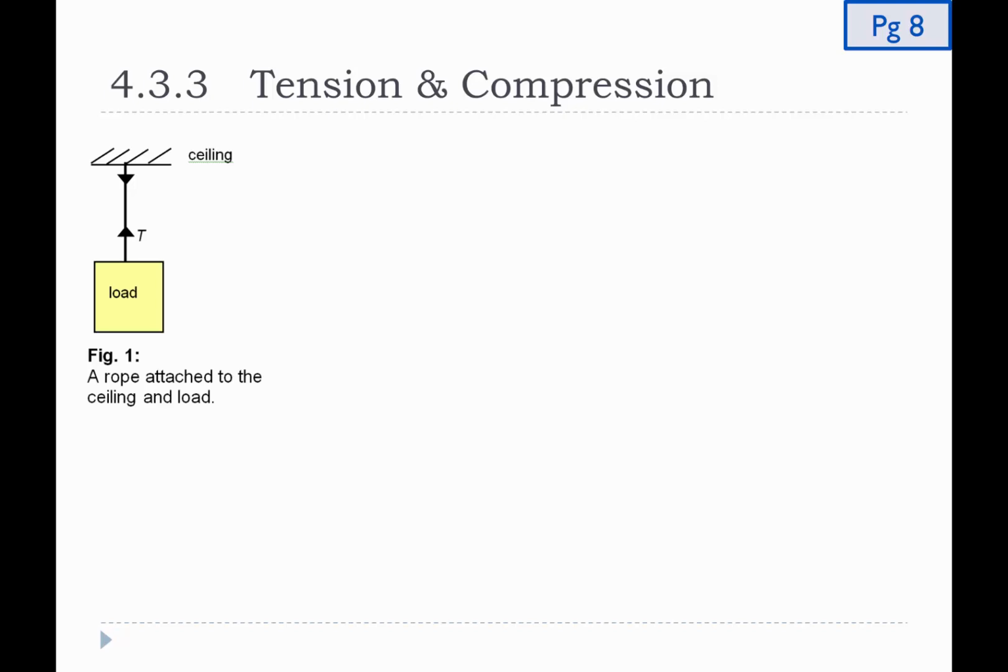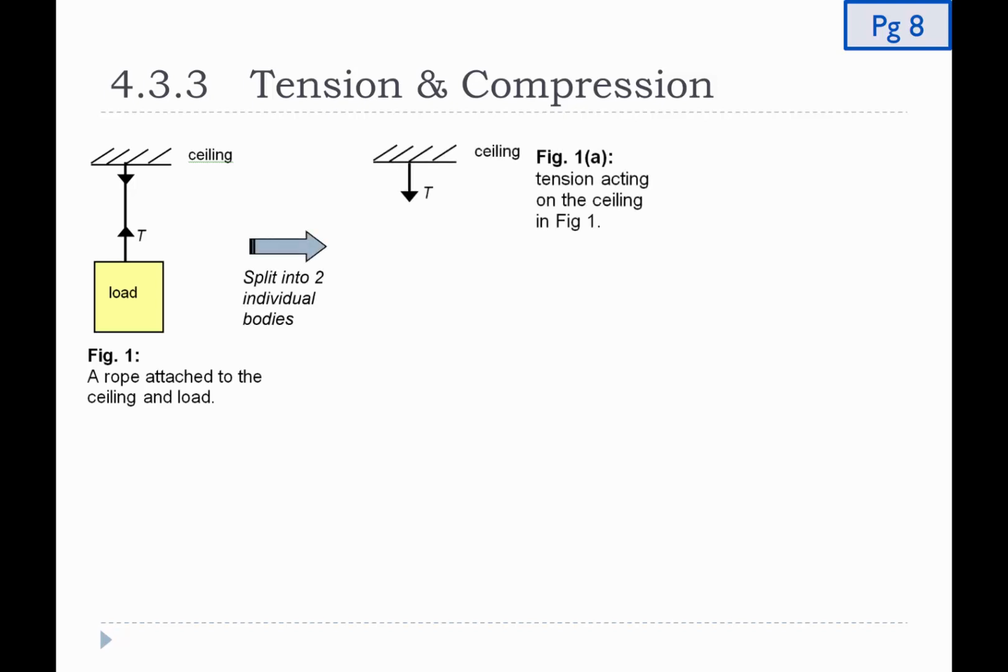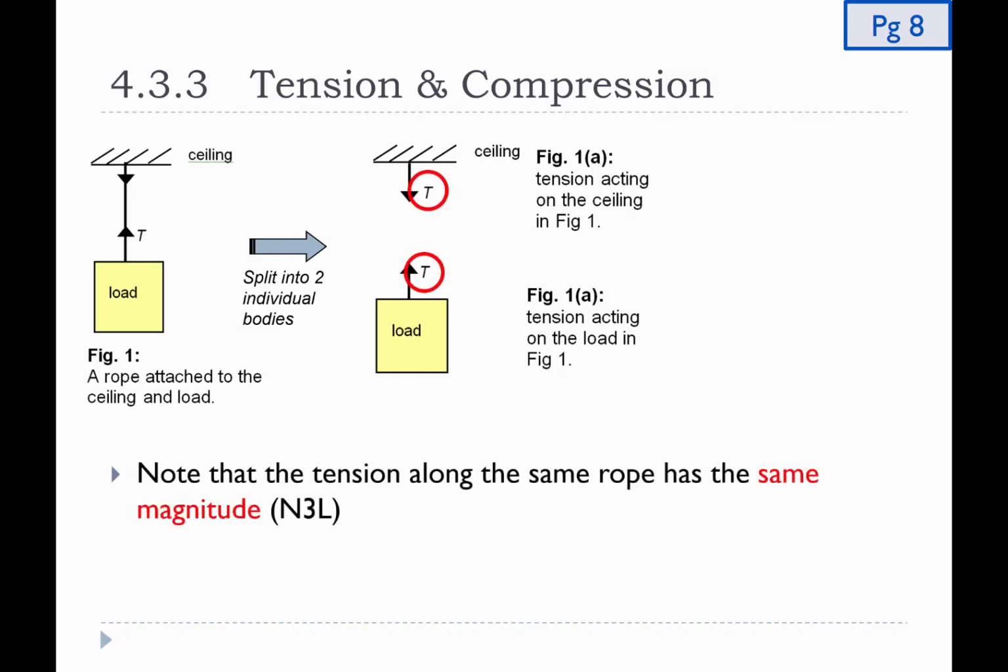If I were to break down the free body diagram of the ceiling and the rope itself, you can see that the tension is acting away from the ceiling along the rope because it's a pulling force. Same thing for the load: the tension is also acting away from the load, along the string. The two tensions acting on the ceiling as well as the load have the same magnitude because they are an action-reaction pair.